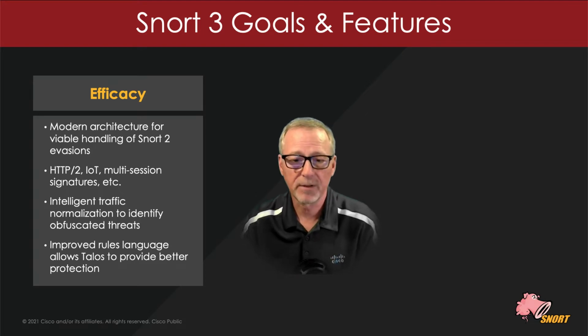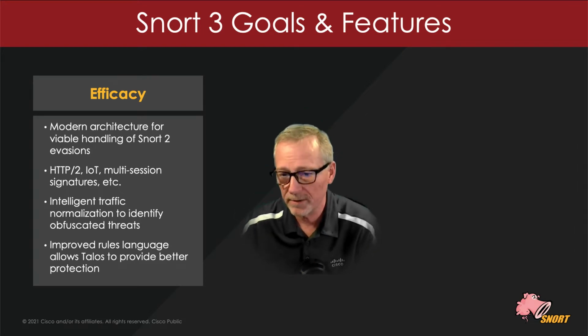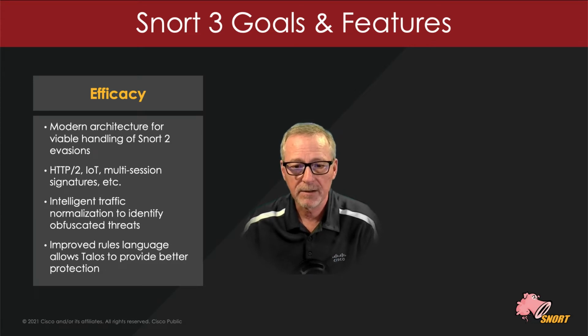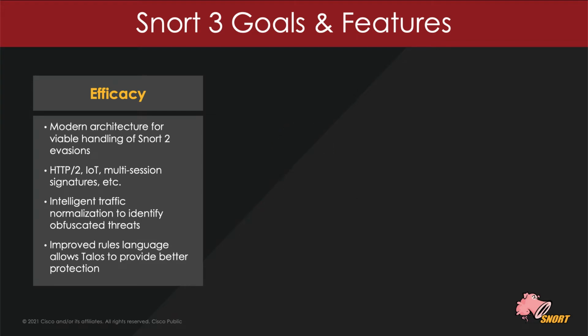Intelligent traffic normalization. Normalization is one of the real key features of Snort 2, and that is taking traffic and turning it into something that's understandable and standardized for the rules engine. We want to be able to do that in a better way and to identify those obfuscated threats. We also wanted to improve the rules language. The Snort rules language is really the de facto standard for lots of the security network inspection arena, but we wanted to improve that. There are some inconsistencies in the way the rule options are laid out. No comments, for instance, so we need some improvements there.